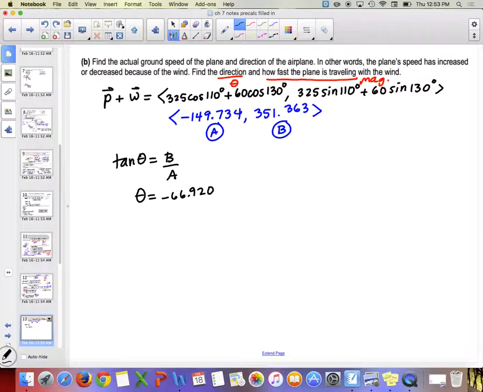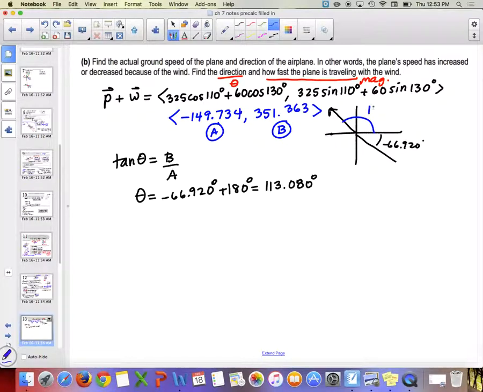Okay, so let's think about that. Look at our vector. Where would this vector be? It would be negative and then positive, right? It'd be here. Does that negative 66 work for us? Negative 66 degrees would be over here. So what's wrong? Yeah, add 180. So we're going to add 180. So we get 113.080. Okay, and that makes more sense.